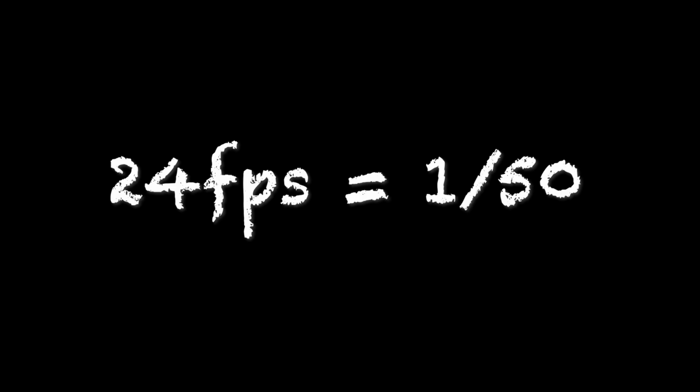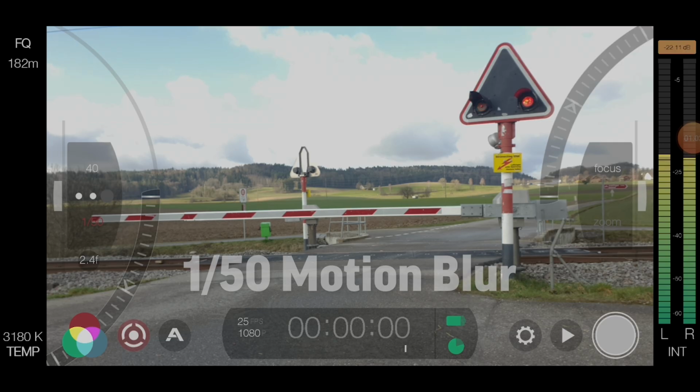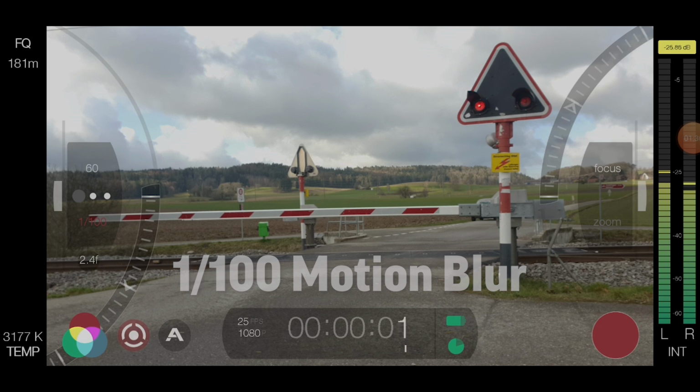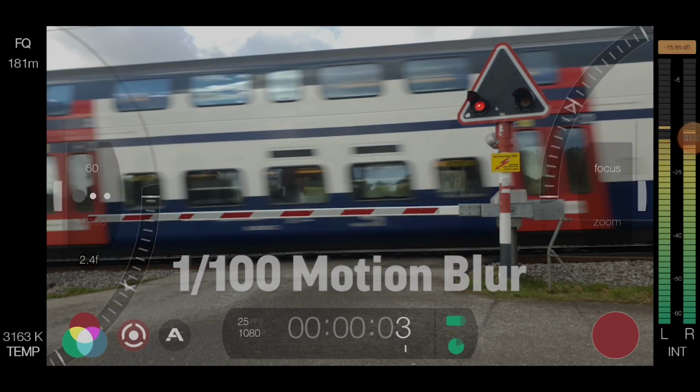For example, 24 frames per second and 1/50th of a second shutter speed would be perfectly acceptable for the film look. Because the difference between 1/48th and 1/50th is only 2/100ths of a second, and no human will ever see the difference. So what else do we need to consider when setting shutter speed?